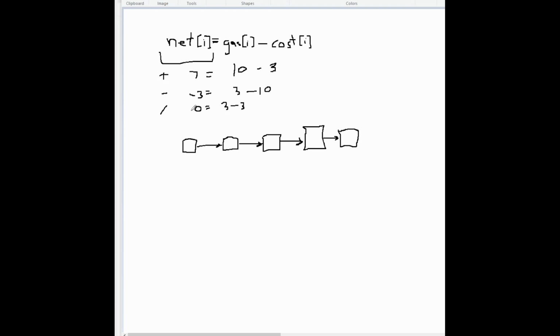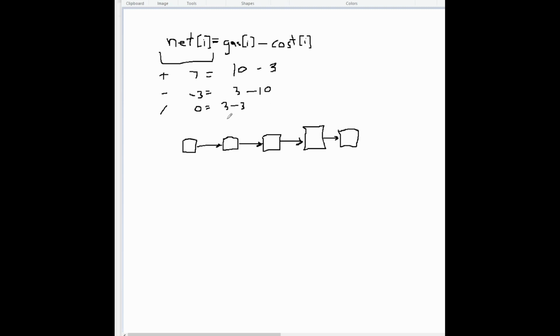And last but not least, if I see a 0, it just means that there's no difference to my tank passing through here because I'll get exactly the amount of gas that I need to move forward. So, I'll get 3 gallons, but I'll also use them by passing through here, and that's fine. That doesn't change my gas tank overall.